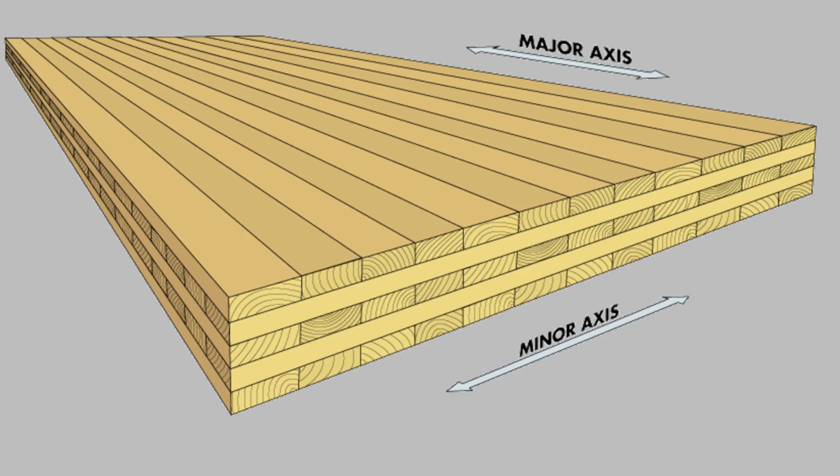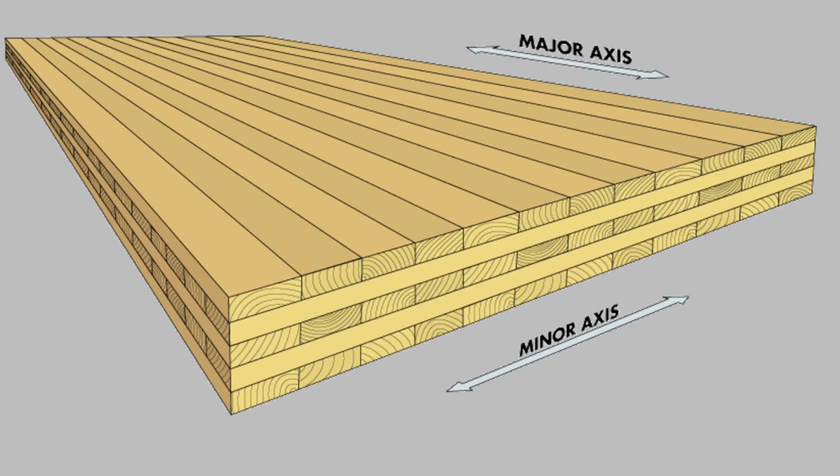CLT is an engineered wood panel made by gluing layers of lumber boards together, each layer rotated 90 degrees from the one below it. This cross-grain pattern gives CLT strength in both directions, allowing it to behave like a structural slab, similar to precast concrete.